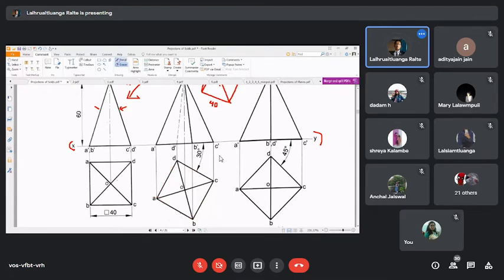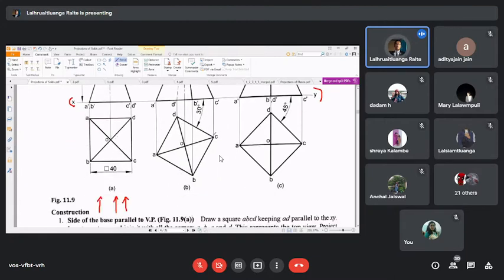all right, so when it is inclined, all we need to do is start by drawing the line CD at 30 degrees, and then we proceed to make a square as per that inclination, and we have the diagonals or the sides of the pyramid, and then we have the tip over here.